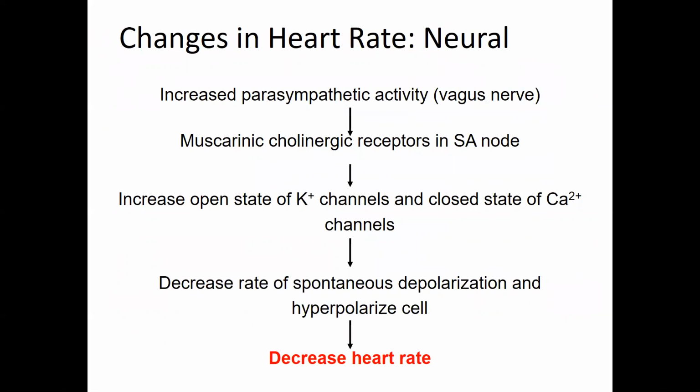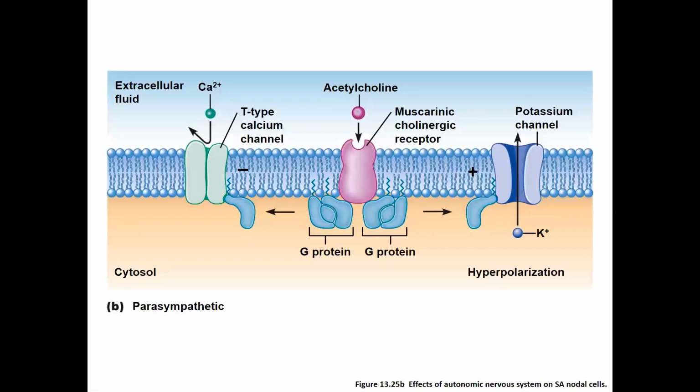This opens up potassium channels, but then it also blocks or closes calcium channels. And that decreases the spontaneous depolarization of the cell. This makes it very hard for the cell to depolarize to fire an action potential. And so that decreases the heart rate. So the opposite of the scenario we had with the sympathetic nervous system is the scenario that we have with the parasympathetic system here. So first of all, the neurotransmitter is different.